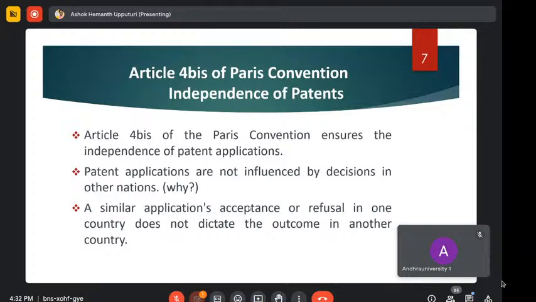So if that application is rejected in the USA, it doesn't mean that the same invention you filed in India also has to be refused, or if it is accepted there, it should be accepted here also. There is no condition like that. This is called independence of patents. This is also enshrined in TRIPS, and through that it came to the Patent Act. So it does not influence other countries' decisions if your invention is filed in other countries as well.